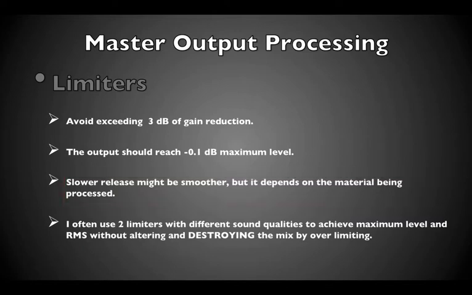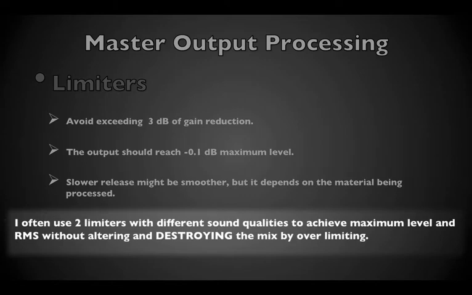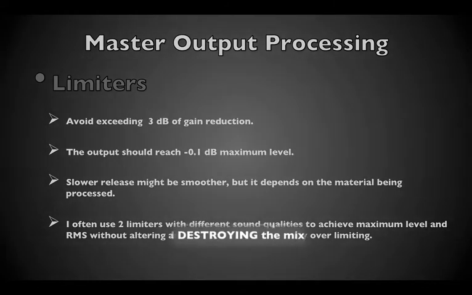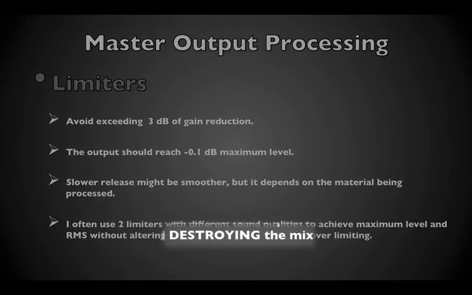I often myself use 2 limiters with different sound qualities. So I might use one very fast one that will only have 1 dB of gain reduction just to limit the peaks, and then use a second one with much slower reaction times to bring the RMS up. Now, if you overdo limitation on your output, it will really translate to the listener and sound very overcompressed.